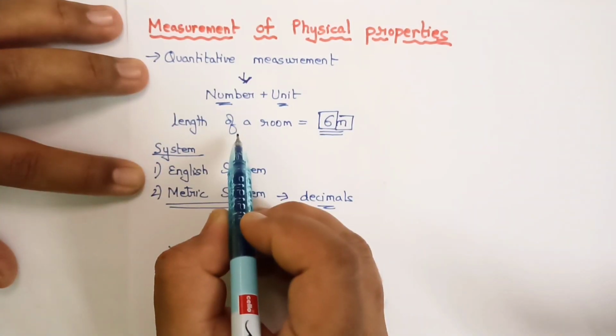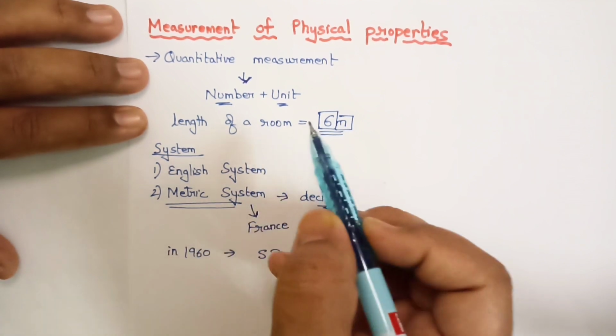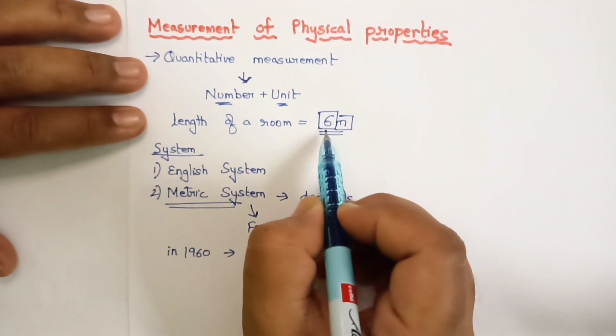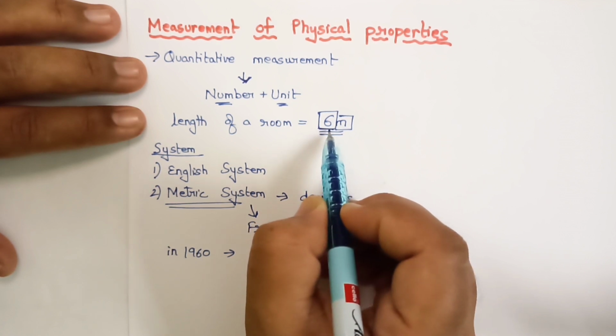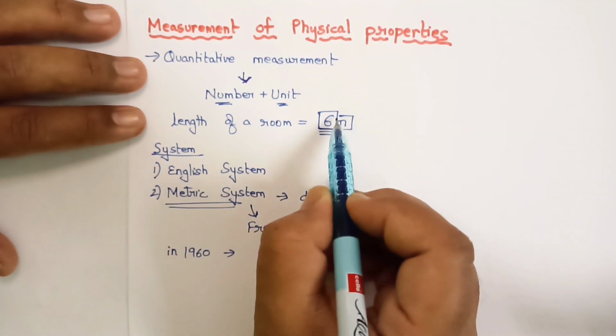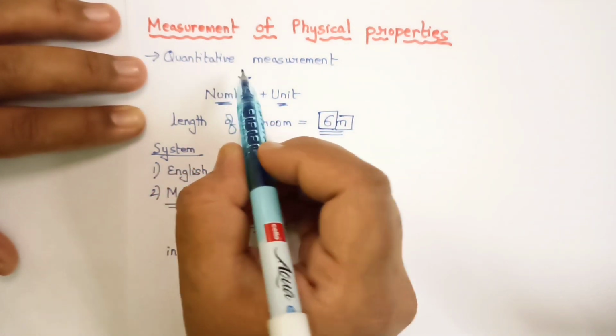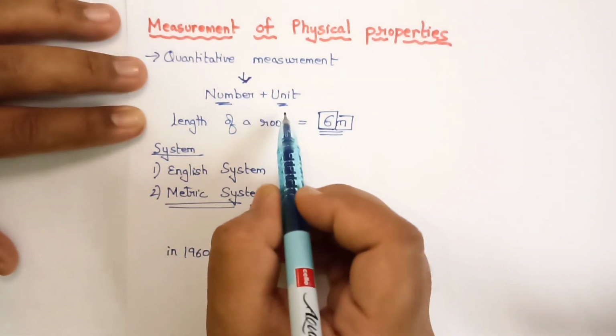For example, you have to tell the length of the room. The length of the room is 6 meters. Here 6 meters is a quantitative measurement because it has a number, that is 6, and a unit, that is meter. So, quantitative measurement means the measurement which has a number and a unit.